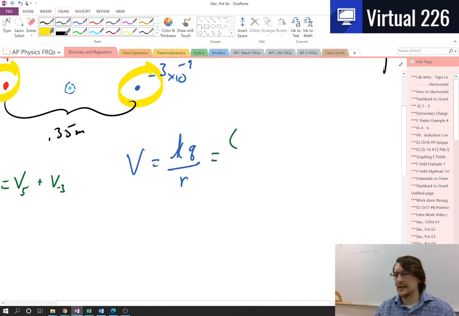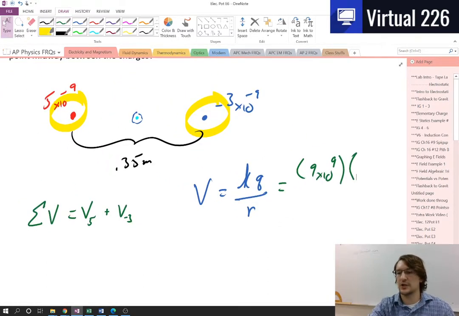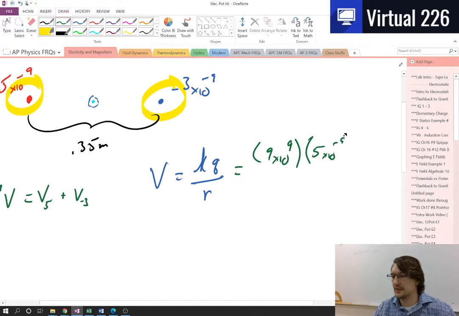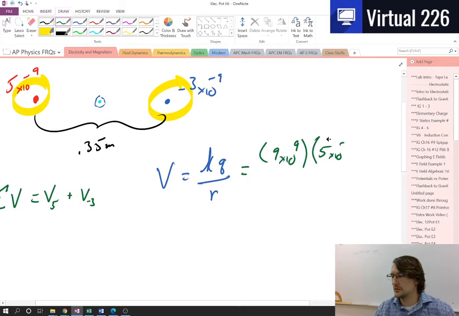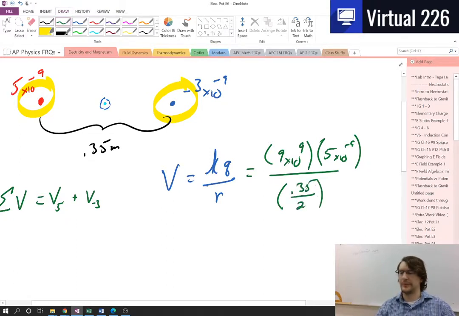We know that K is 9 times 10 to the 9th. That's Coulomb's constant. Our Q's are going to be 5 times 10 to the minus 9th for the first charge, and then negative 3 times 10 to the minus 9th for the second. We will include the negative because these are potentials and they're scalars, so we need that. So for the first one, 5 times 10 to the minus 9, and then we'll divide that by R, which is 0.35 divided by 2, that's 0.175.